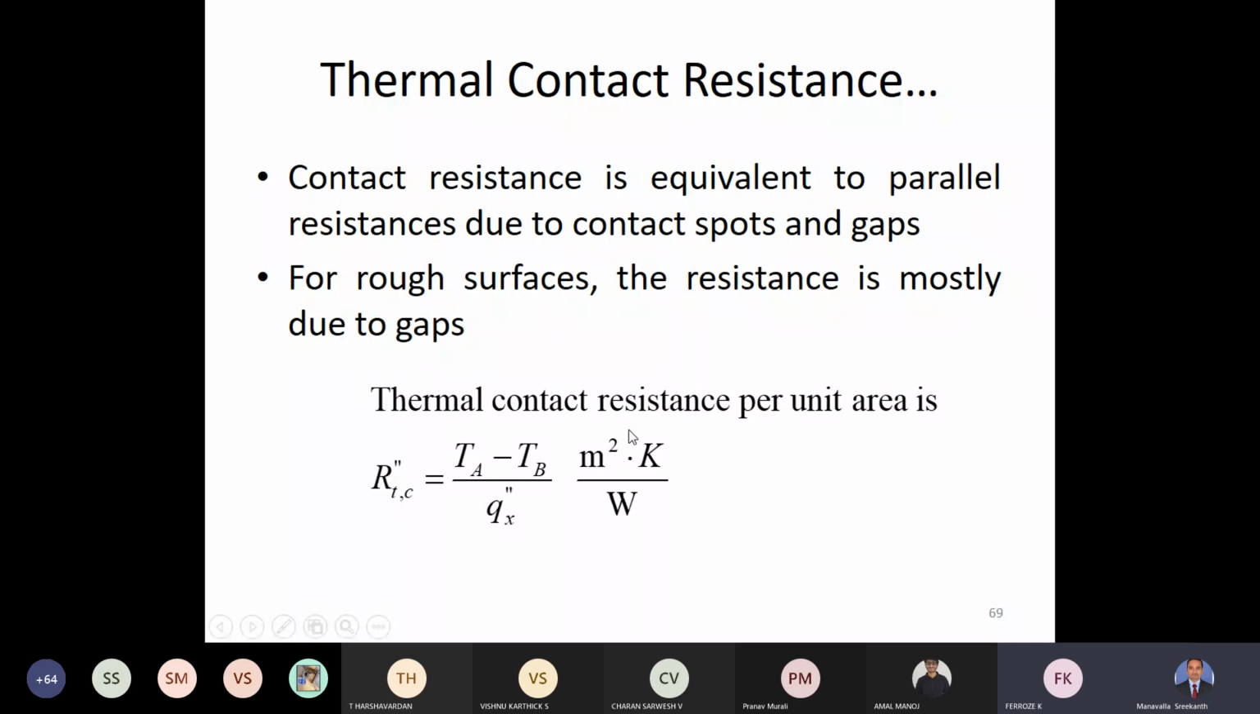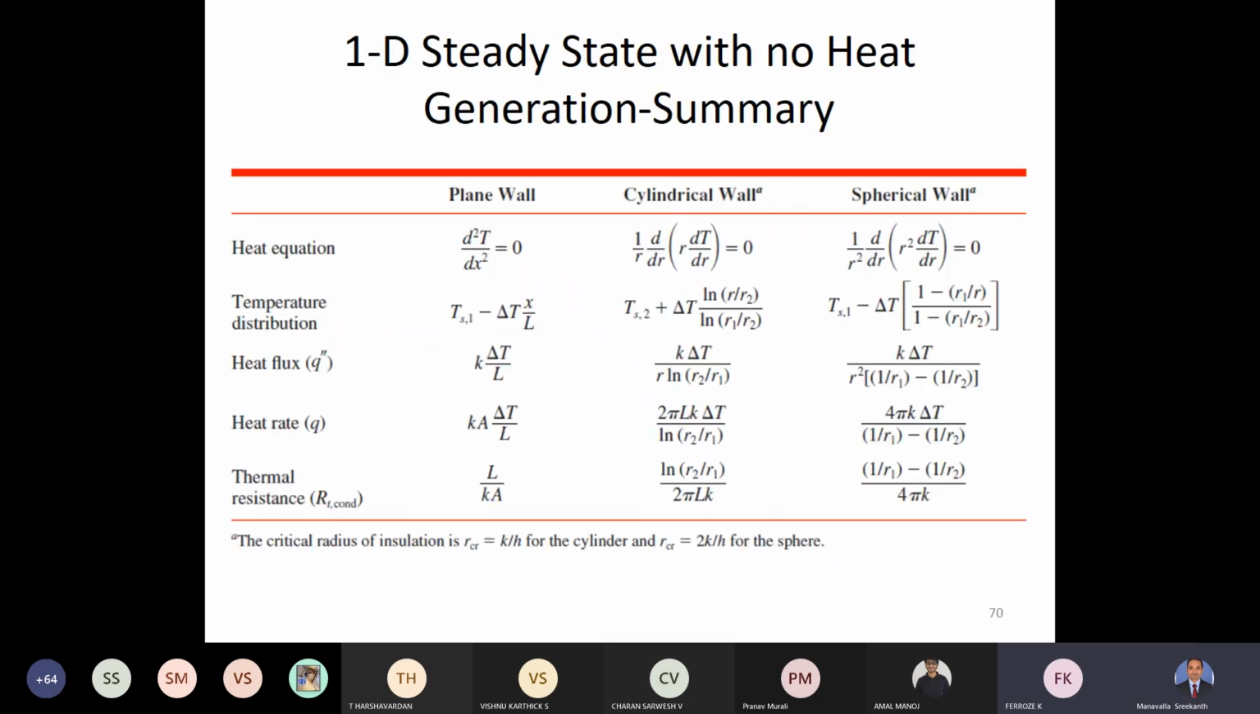Okay, so the thermal contact resistance per unit area is given like this: (TA minus TB) divided by Qx double dot. So in this way, we can evaluate the contact resistance per unit area. Usually, the unit of resistance is Kelvin per watt, but for contact resistance, it is meter square Kelvin per watt. That means Kelvin per watt means what is the temperature drop to transfer 1 unit of heat power.